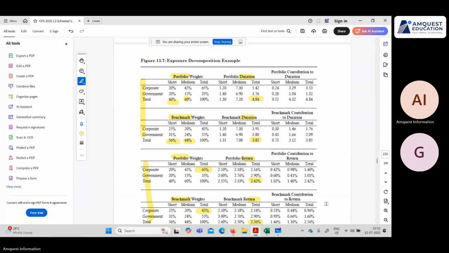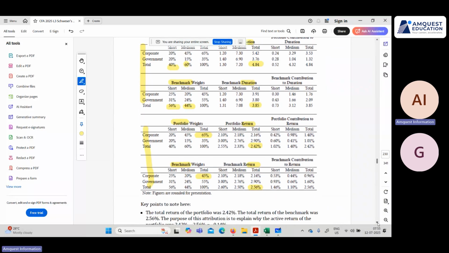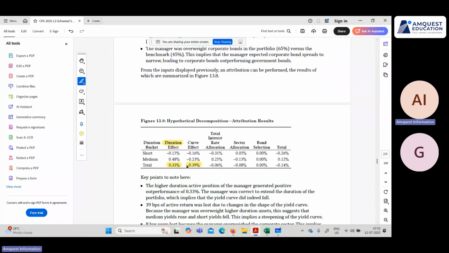It actually steepened, correct. And why am I saying this? Because you're getting a negative effect. I'm concluding this from my negative return. Because if what I thought had happened, a positive return would have come. Does it make sense? Makes sense. Okay. How about total interest rate allocation?